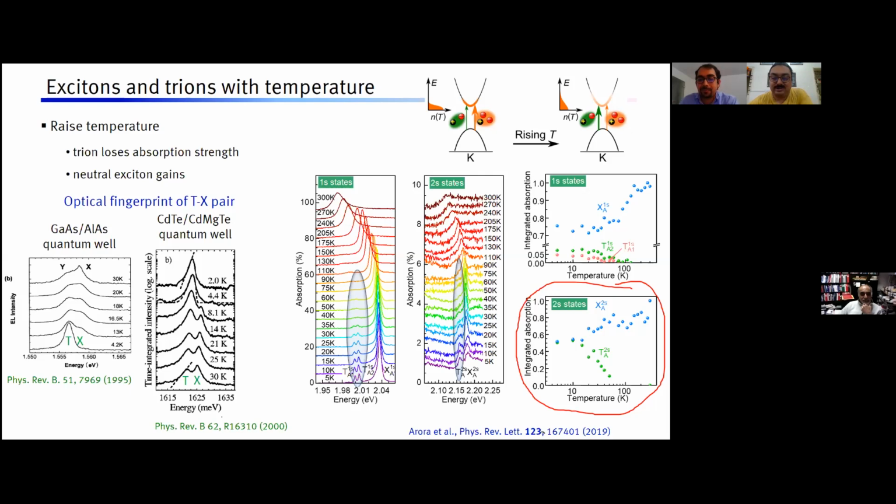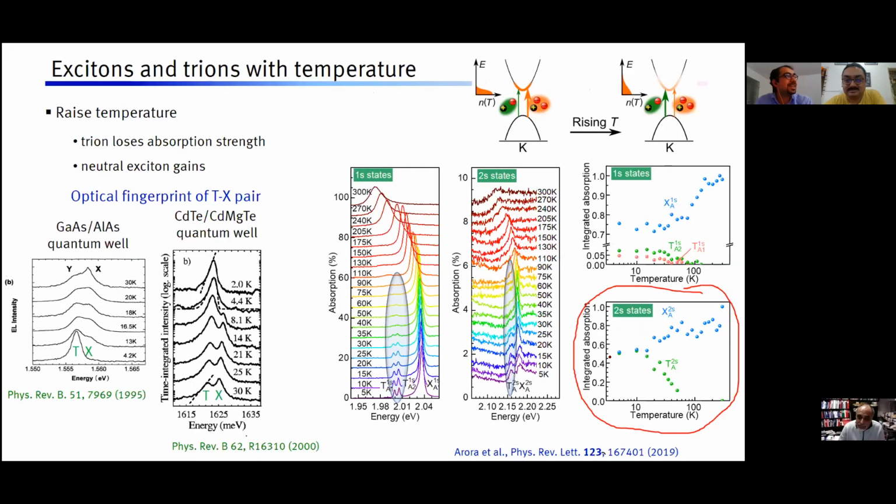All right, if there are no more questions, we... Oh, yeah, go ahead, Jaggi. Thank you. Ashish, since you have the slide up right now, may I ask you a question from an outsider? I'm not in the field. Sure. The thing that you have circled here, the integrated absorption as a function of temperature for the T2S and X2S.